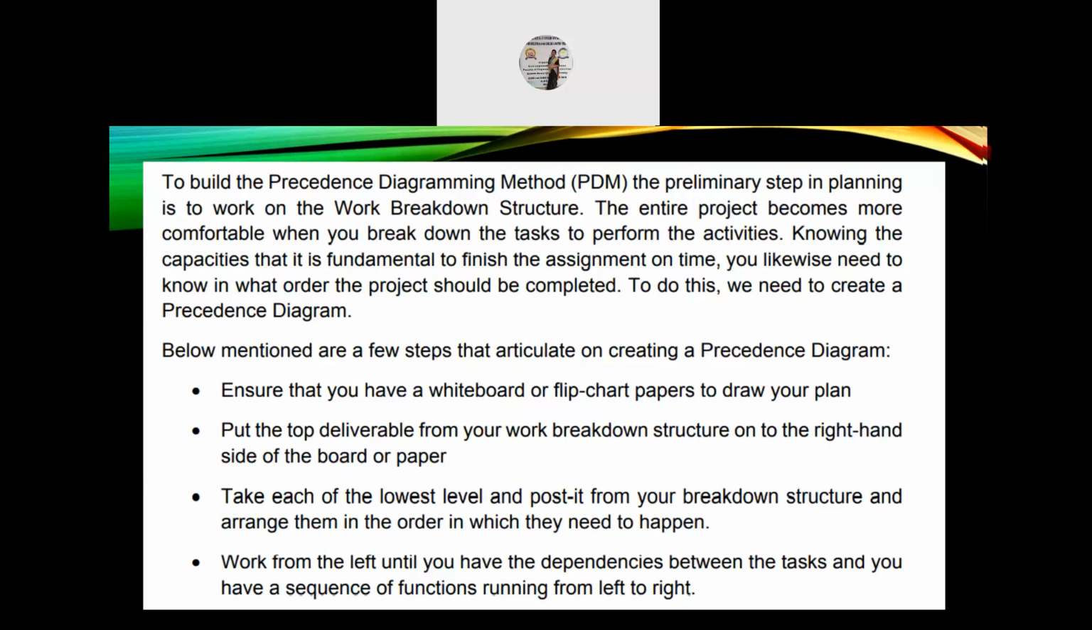This is how you will know which is the lowest and which is the highest level. This thing you have to deduct or take down from the work breakdown structure, which you have to make or plan first. After making the work breakdown structure, only then can you go for the precedence diagramming method.